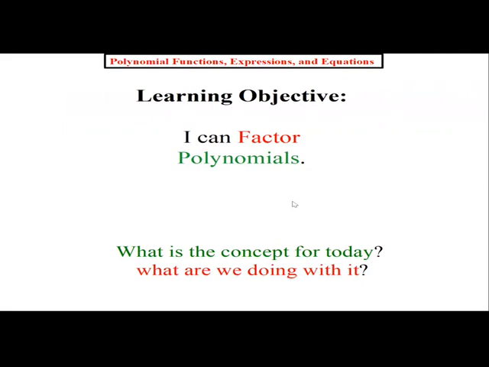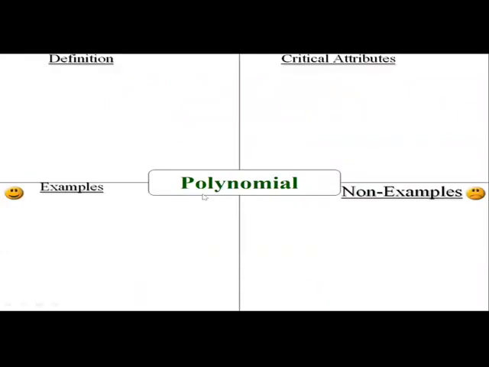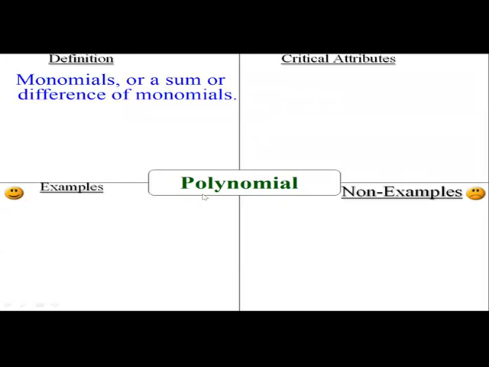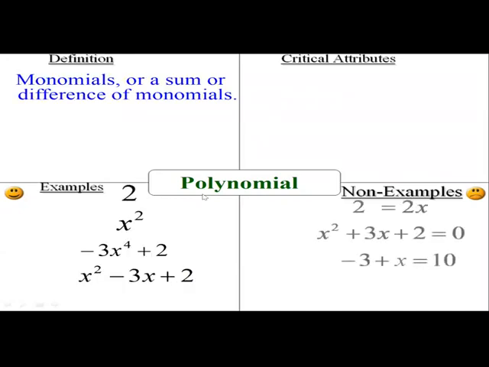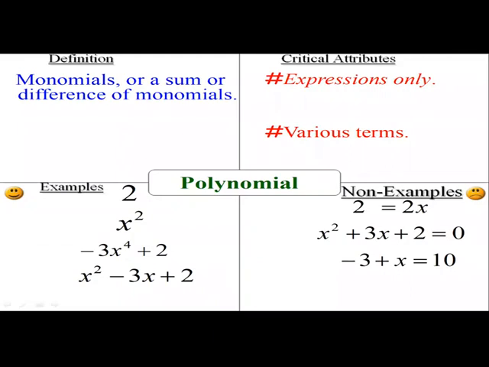Let's get started. I can factor polynomials. Read together: I can factor polynomials. What is our concept for today? Polynomials. And what are we doing today? We're no longer multiplying, adding, or subtracting. Today we're factoring. Do we need a Frayer model? No, we already know what that is. The definitions for polynomials we already know: monomial or sums of monomials. I gave you examples, non-examples, hashtags. When you get to that slide on Nearpod, fill it in with the definition, one example, one non-example, one hashtag without using your notes, so you can practice definitions.